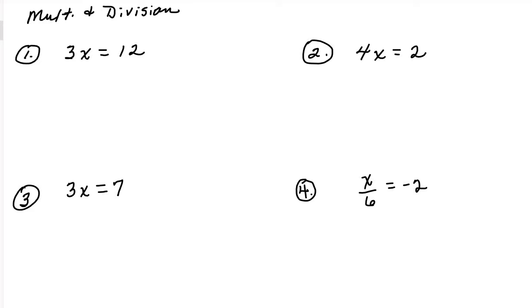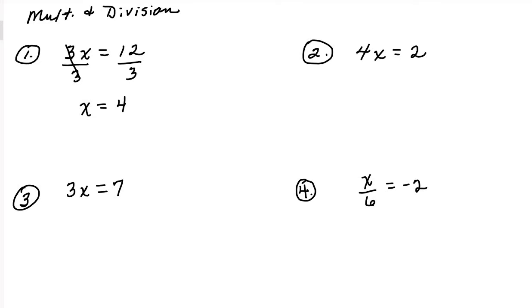I'm going to solve this problem by doing the inverse of multiplying by 3, which is dividing by 3. So I divide both sides of the equation by 3. Here on the left-hand side, they cancel, leaving me with just x. On the right-hand side, 12 divided by 3 gives me 4.